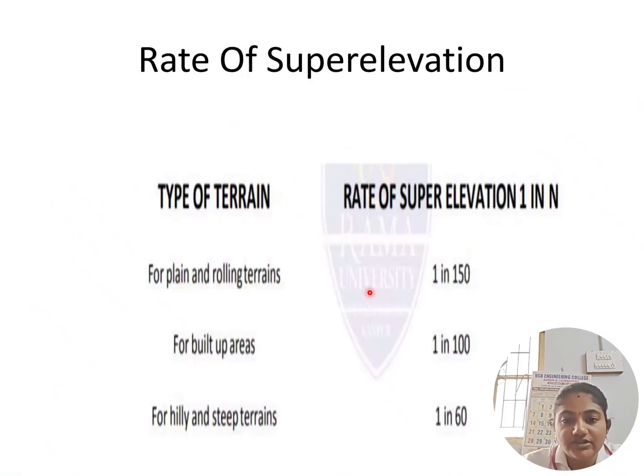The rate of super elevation for plain and rolling terrains is 1 in 150, for built up areas 1 in 100, for hilly and steep terrains 1 in 60.